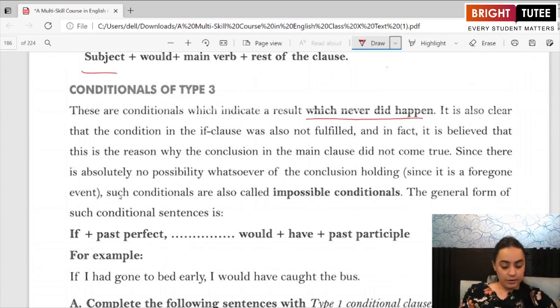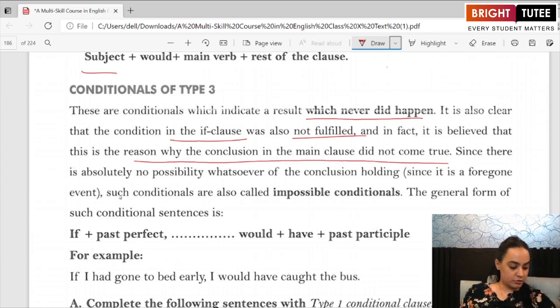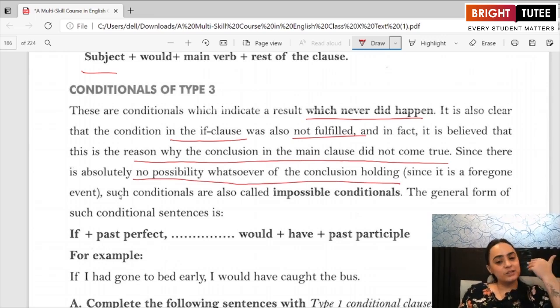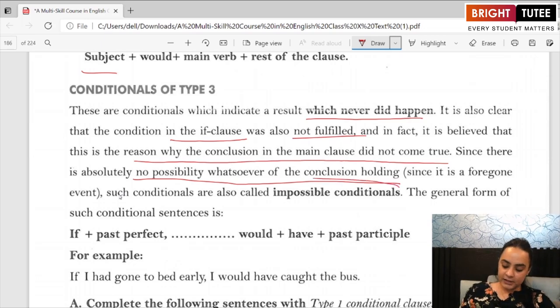It is also clear that the condition in the if clause was also not fulfilled. In fact, it is believed that this is the reason why the main clause did not come true. So the condition of the if clause did not fulfill, and that is why the conclusion did not come true, and therefore there is no possibility for the conclusion to hold true. And since there is no possibility, such clauses are called impossible conditionals.